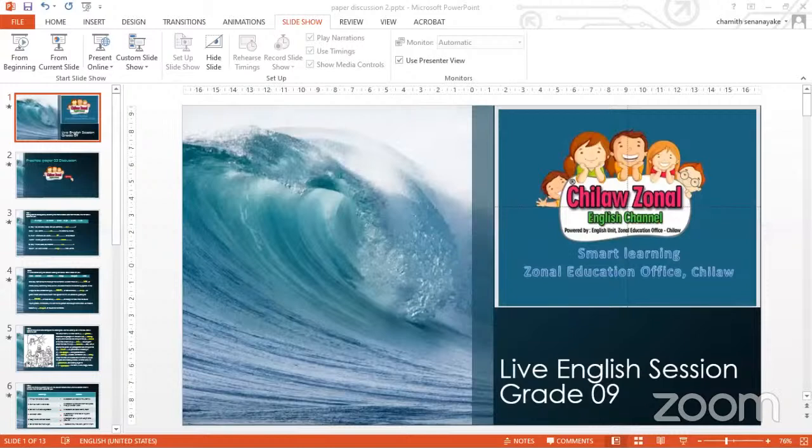So today I'm going to discuss another paper, a model paper for grade 9 students. I think you can hear me all very clearly. If there are any problems, you can send me a message to the chat box. Today I'm going to do the practice paper number 2. And last week we did paper number 1. I'm going to discuss the second paper today.